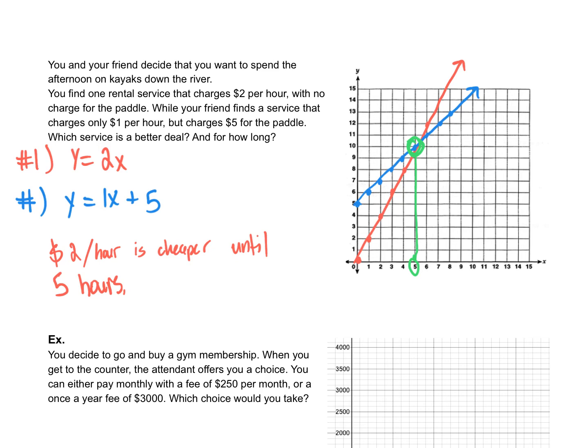All right, so $2 an hour is cheaper until 5 hours. That's where they intersect. And then the blue line is lower, so that was our friend's service. That's $1 an hour with a $5 charge for the paddle. So depending on how long you use the kayaks, you might want to choose a different service.